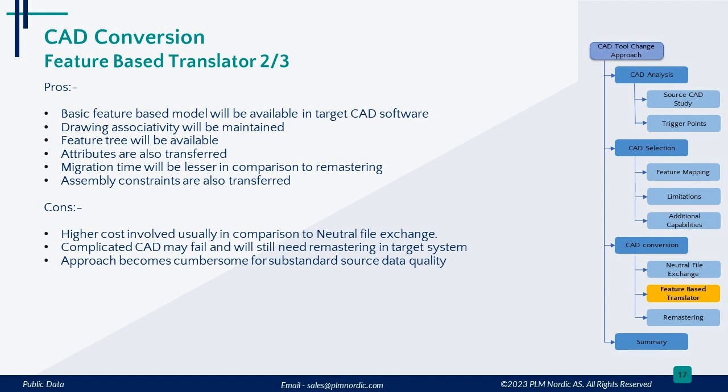This approach too comes with pros and cons as other approaches. Talking about pros: basic feature-based model will be available inside target CAD software. Drawing associativity will be maintained. Feature tree will be available. Attribute can also be transferred. Migration time will be less than remastering. Assembly constraints can also be transferred.